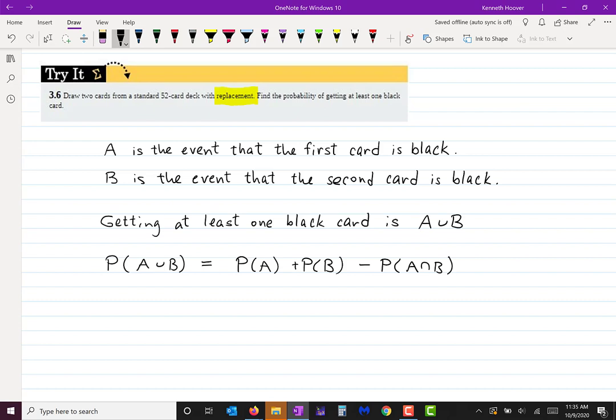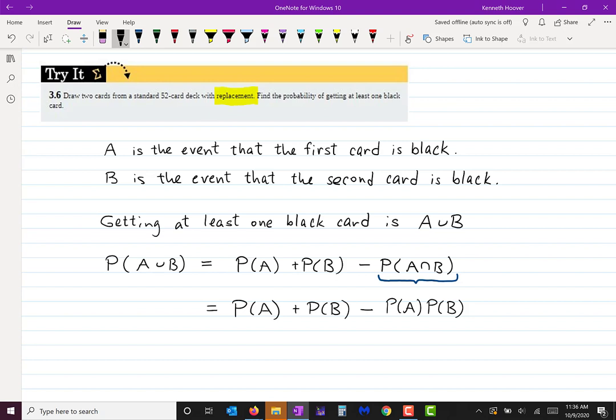And up above, I said that if two events are independent, then the probability of their intersection equals the product of their probabilities. So our answer is going to be the probability of A plus the probability of B minus their product. Okay? Now let's figure it out.